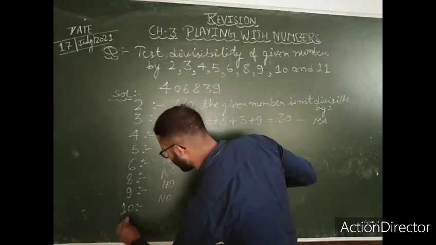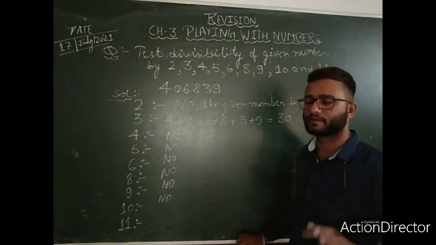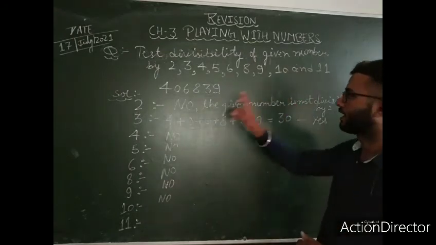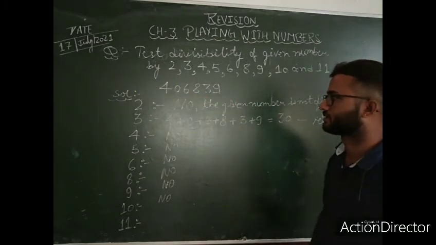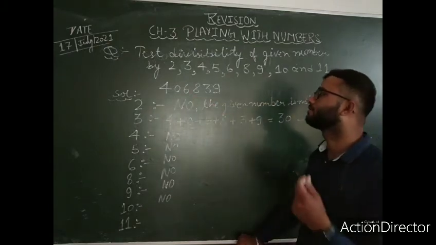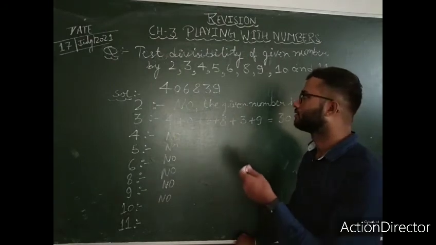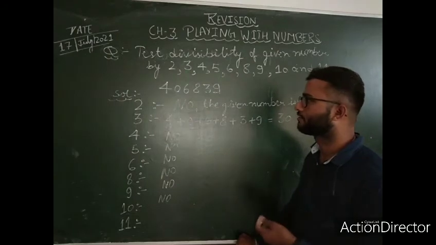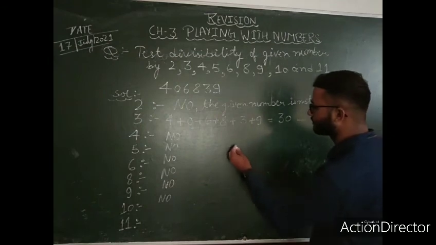Now here we check divisibility by 11. And what is the divisibility rule of 11? The rule of 11 says that we add digits in even places and digits in odd places, and after that we subtract and find the difference. If the difference is 11, or divisible by 11, or 0, then we say that the given number is divisible by 11, right? So here we check divisibility by 11.